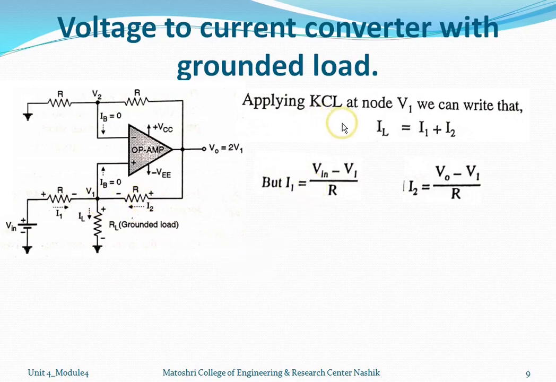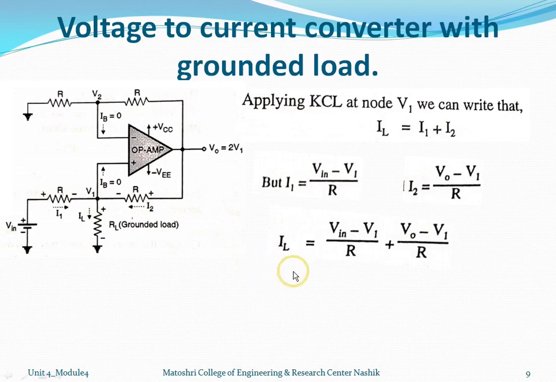If we put these values in these equations, we are getting the load current is nothing but (Vin minus V1) divided by R plus (V output minus V1) divided by R. From these equations, we are getting load current into resistance is nothing but input voltage plus output voltage minus 2 times V1.